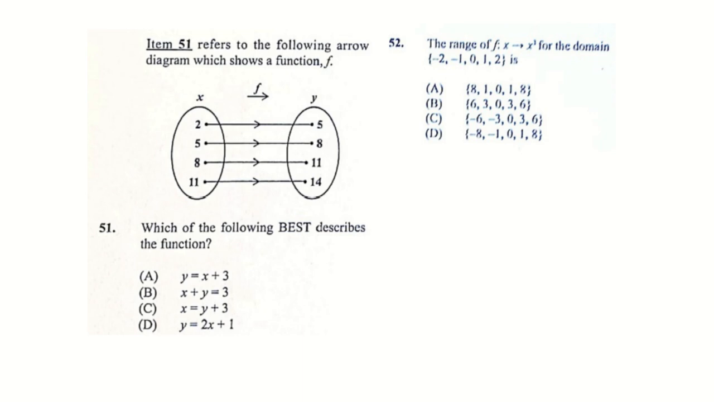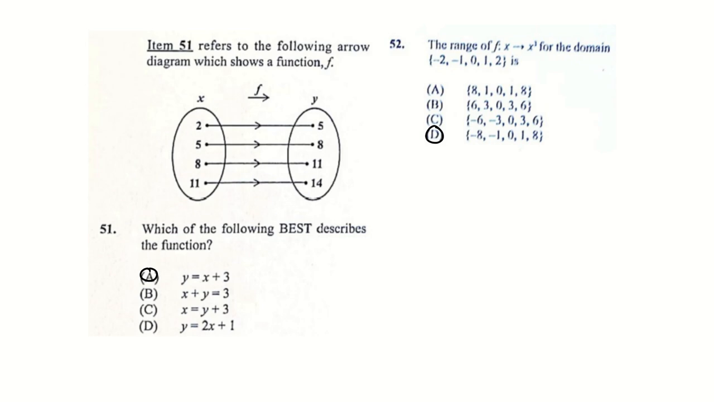Right, which of the following best describes the function? We did this already. I believe it was y is equals to x plus 3. 11 plus 3 is 14, 8 plus 3 is 11, 5 plus 3 is 8, 2 plus 3 is 5, so the answer is A. This one here, we did this, it is x cubed, so the answer was D, right, if I'm not mistaken. And that is the end of May, June 2021.